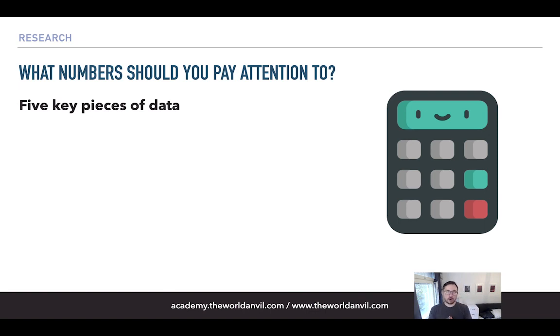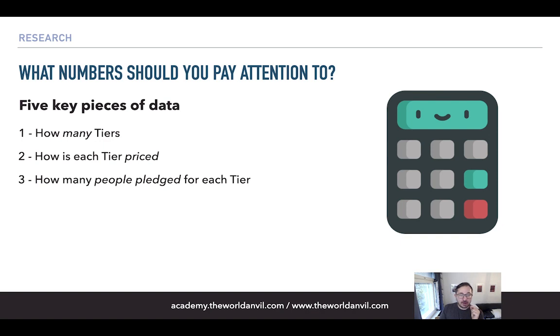In today's lesson, we're going to look at the data that you should pay attention to when you're looking at other campaigns. What are these key pieces of data? First of all, how many tiers that campaign has, how many different levels the backers can pay for. When you figure out how many of these levels there are, check what is the price for each one of them. And once you have that, you need to check how many people have pledged at that level.